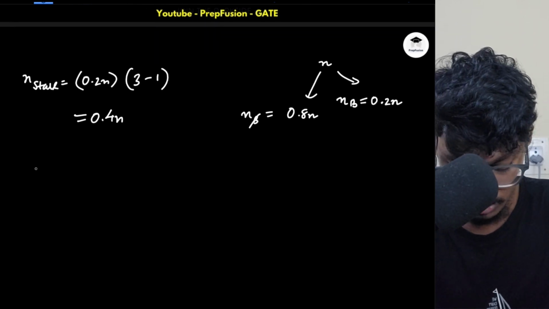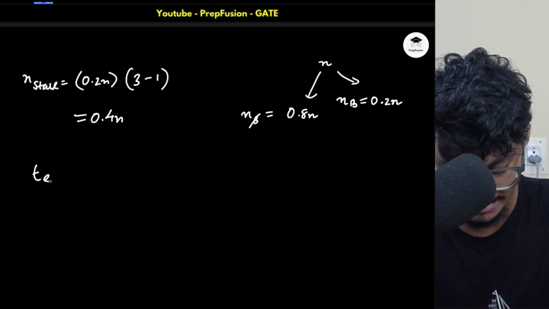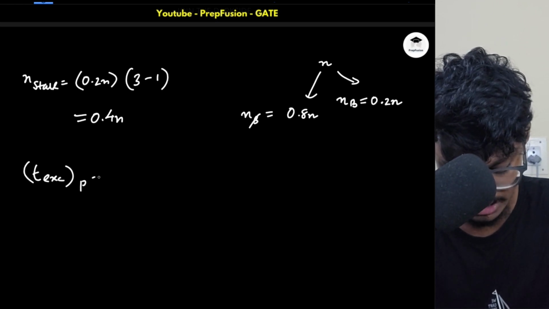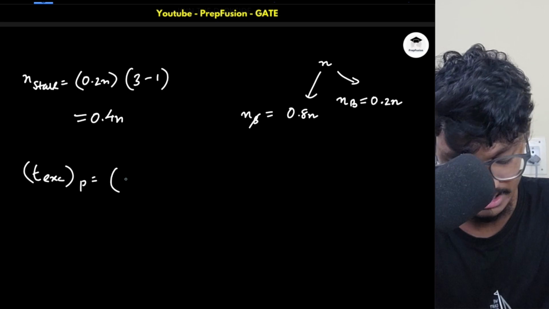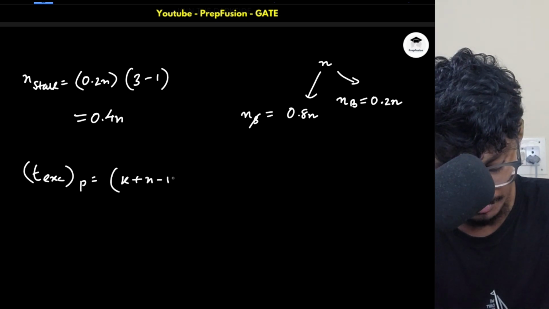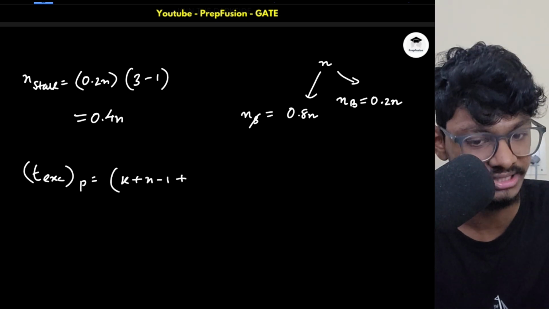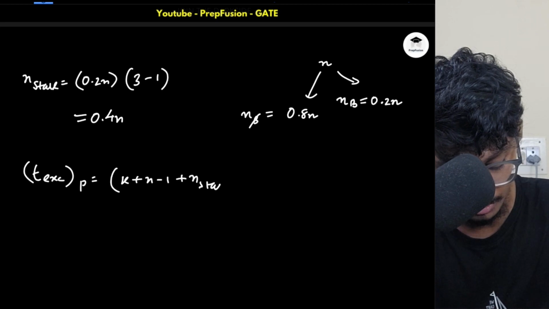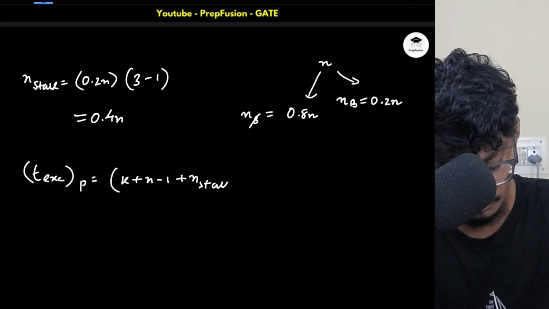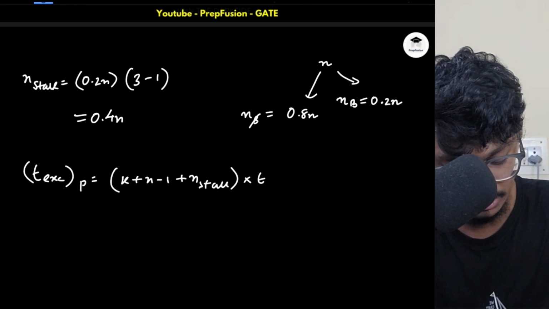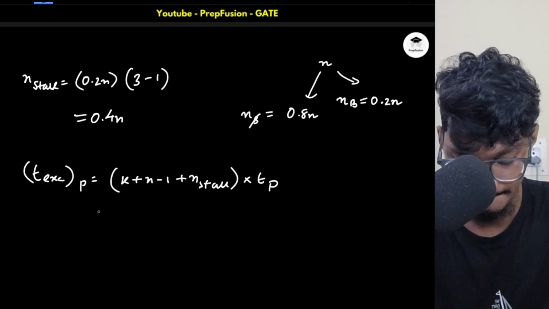And overall, what will be the total execution time of the pipeline system? It will be simply the total number of cycles, which is k plus n minus 1 plus the extra stall cycles that are needed to provide for the branch instruction, into obviously each cycle time, TP.